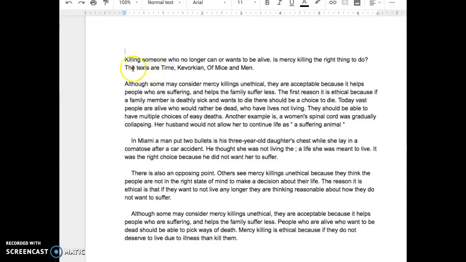And then right here, when you say the texts are Jack Kevorkian, Of Mice and Men, when you have a series or a list with commas, for your third one you need to say A, B, and C, because otherwise this does not work with the commas.